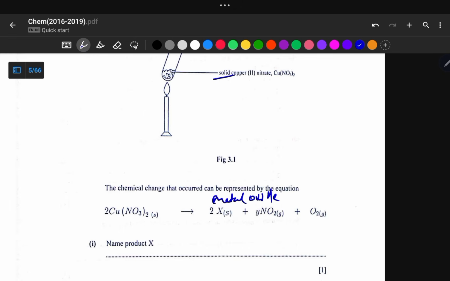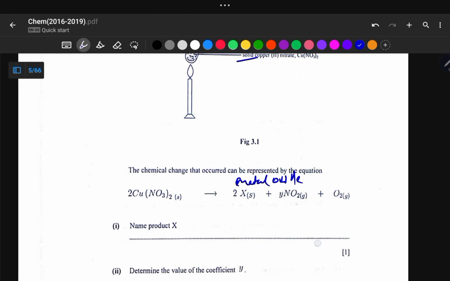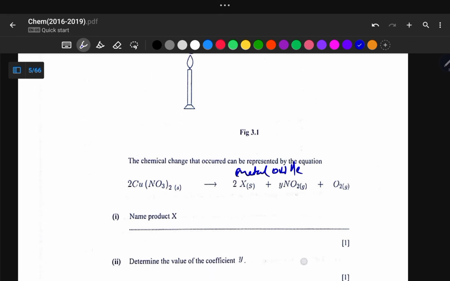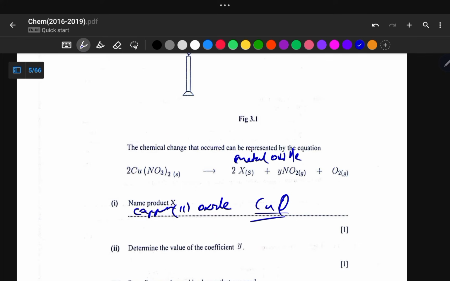And for sodium, we've got sodium nitrite. So you should know the trend for the decomposition of the nitrates, right? And then they name the product X. So product X, we've got copper 2 oxide, right? So we've got copper 2 oxide with the formula. This is the formula for copper 2 oxide, right?